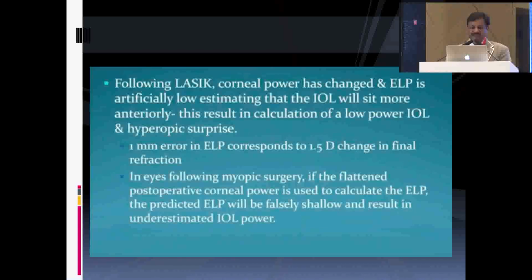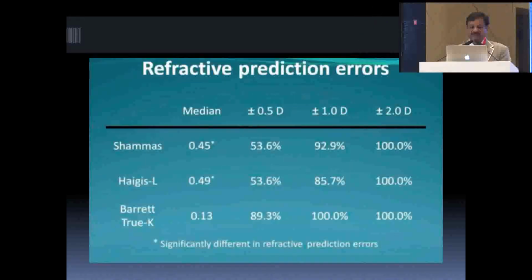So at the end of the day, 1 millimeter error in the ELP corresponds to almost 1.5 diopter change in the final refraction. So in these eyes where you have done the myopic ablation, if the flattened post-operative corneal power is used to calculate the ELP, the predicted ELP will be falsely shallow and result in underestimation of the IOL power, and hence you get a refractive surprise.